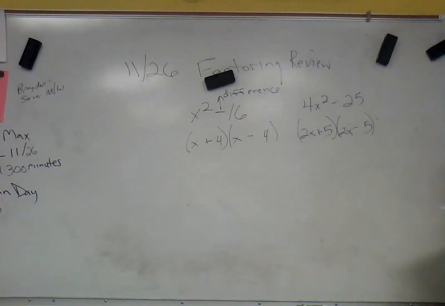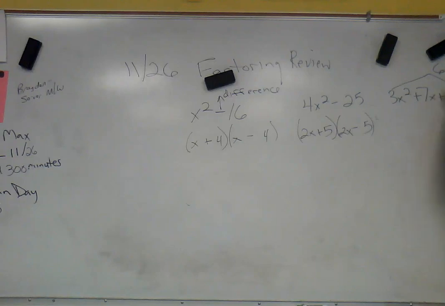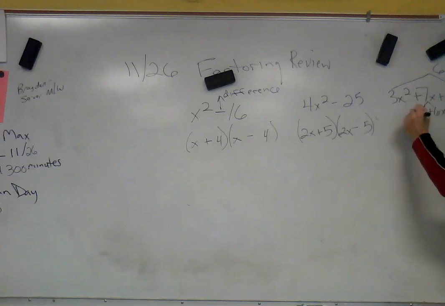Okay, so let's take one where we've got a lead coefficient now. So 3 terms, but now we have a lead coefficient. So if we have a lead coefficient, what's the first thing we need to do? Multiply our first and last terms. In this case, it's 6. Factors of 6 that add up to be 7. 1 and 6. So we rewrite 7x as 1x plus 6x. 1 plus 6 is 7. Now we have 4 terms.